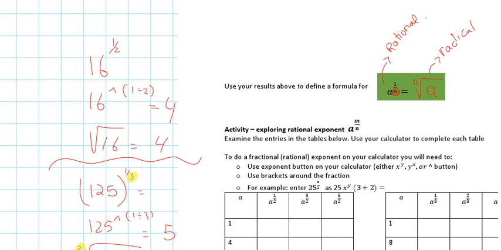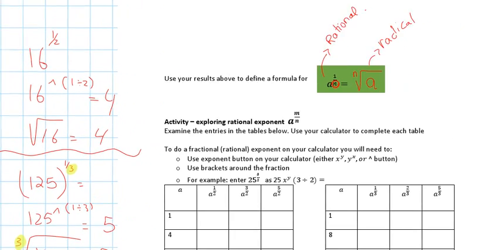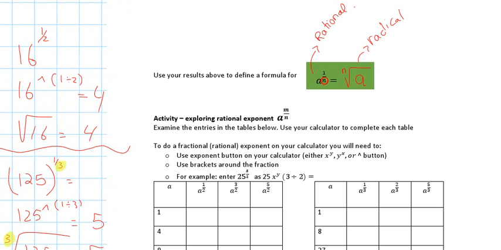Okay? Two different names. They're exactly the same thing. So, if I give you this, and I tell you to write it in radical format for me, what would it be? 7th root of a.